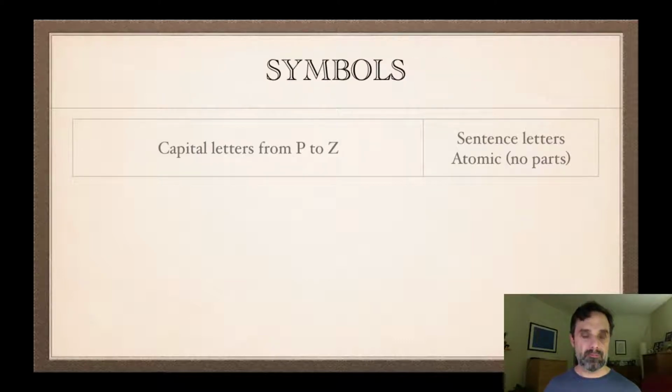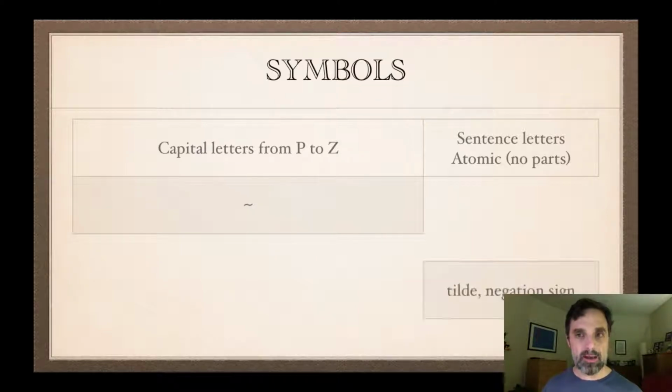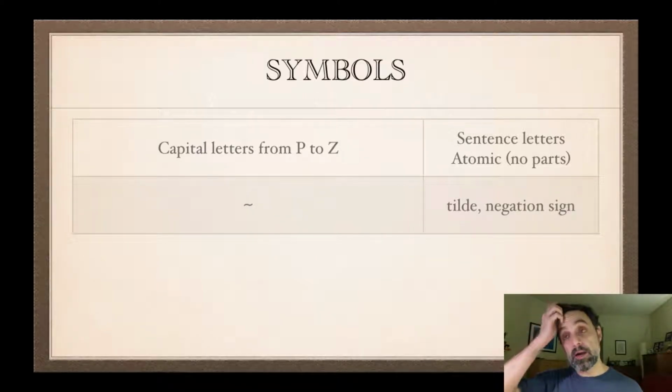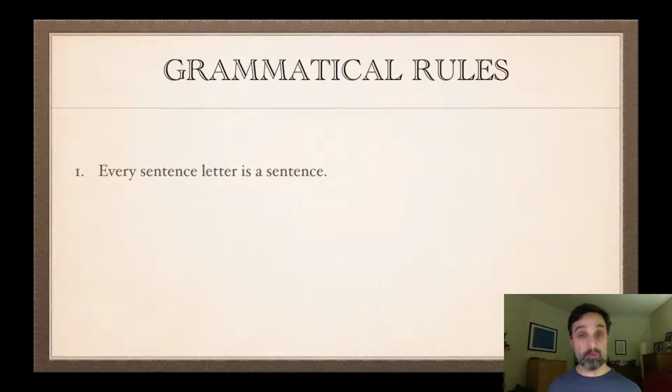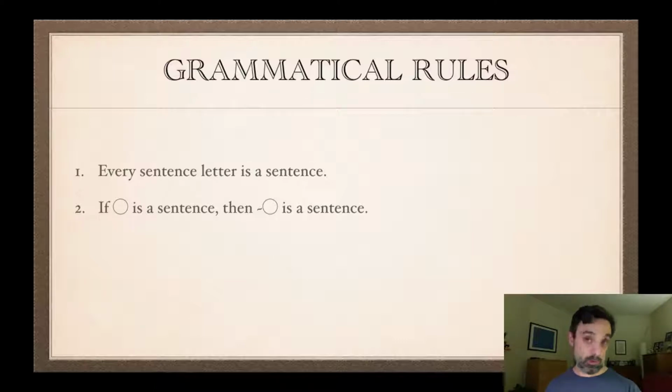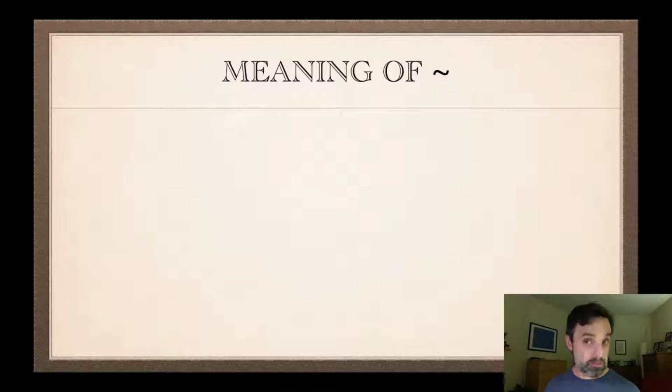Okay. Next symbol is this thing, and what is that? That's called a tilde, and it's also called the negation sign. This tilde is going to go on the front of sentences. So remember, we have our grammatical rules. The first rule is that every sentence letter is a sentence, and the second rule says if you have a sentence, whatever that sentence is, then if you put a tilde on the front of it, you get a new sentence. So you have a sentence, you can always stick a tilde on the front, you get a new one. What does this mean?